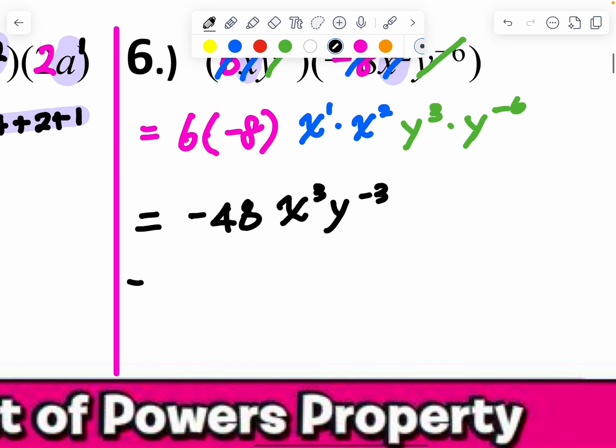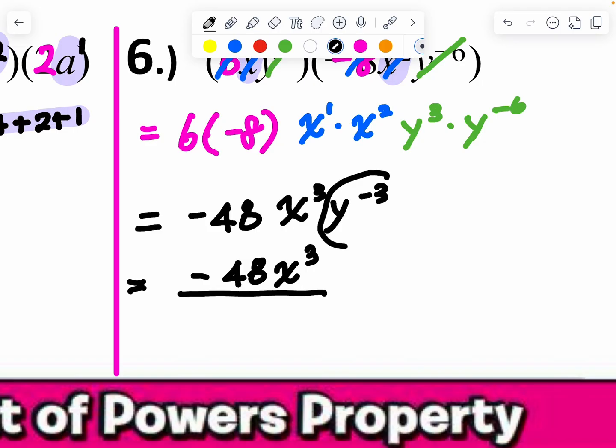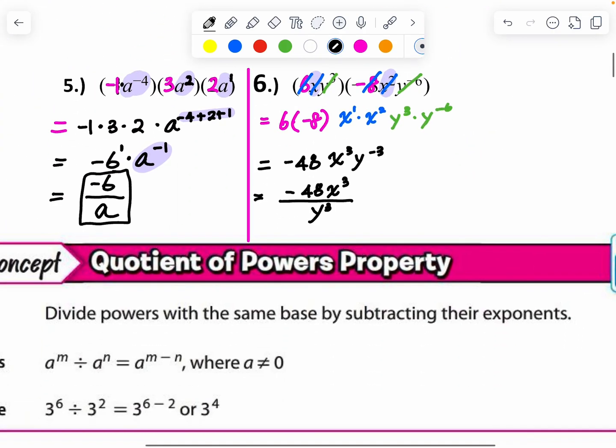Please remember, you don't want to have anything with a negative exponent on the top. So negative 48 x cubed stays on the top, but this one with a negative exponent should come down to the denominator, and it becomes positive. So y to the power of 3. All right, so that's that.